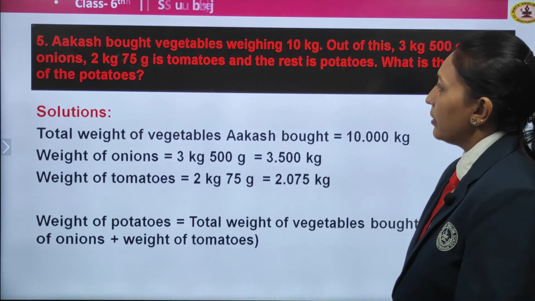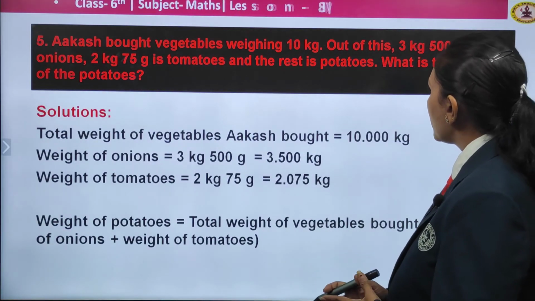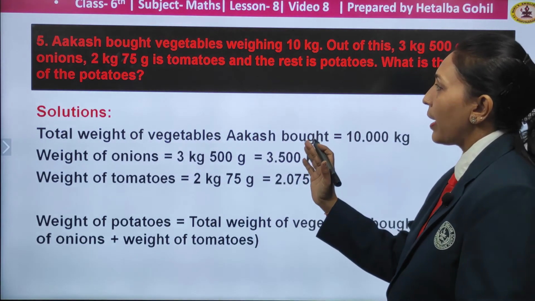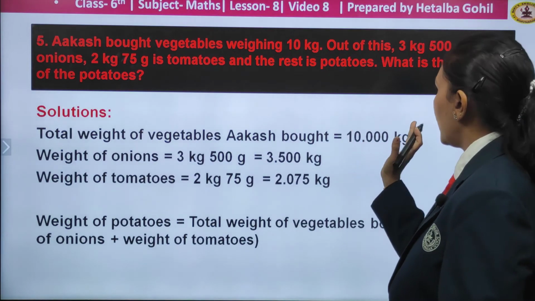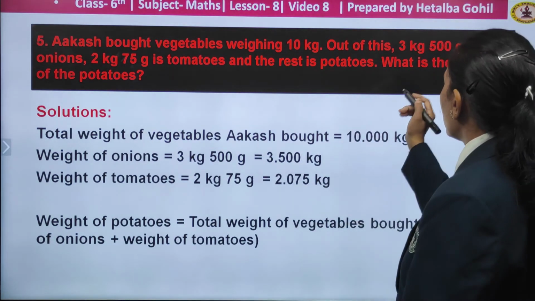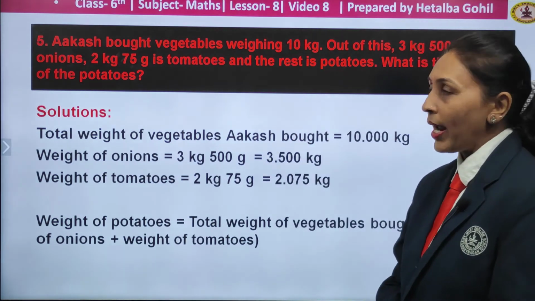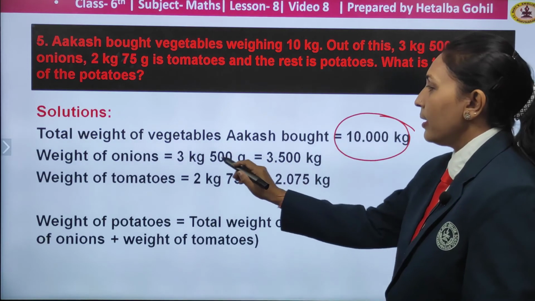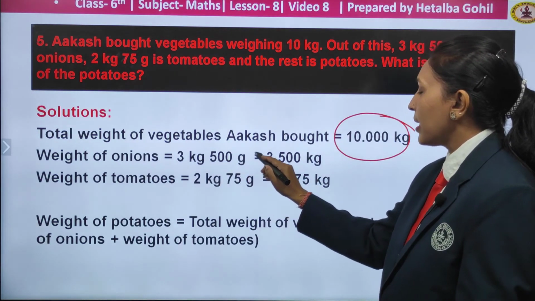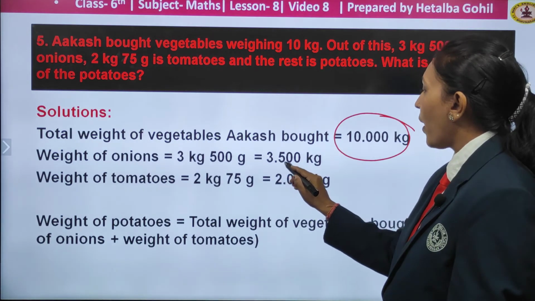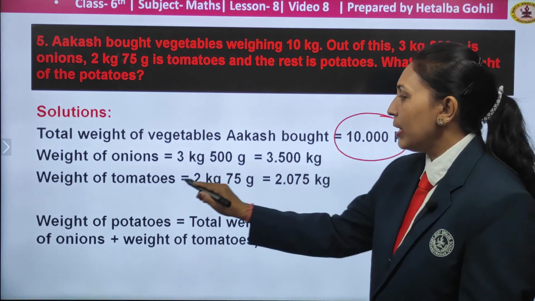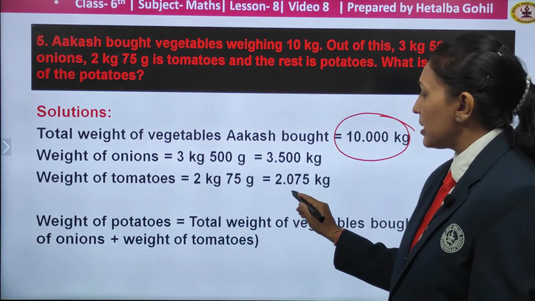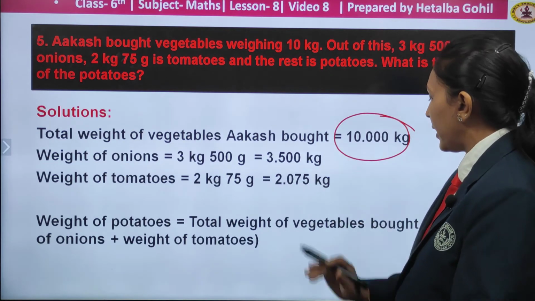Question number 5. Akash bought vegetables weighing 10 kg. Out of this, 3 kg 500 gram is onions, 2 kg 75 gram is tomatoes, and the rest is potatoes. We don't know the weight of potatoes, so that is what we have to find. So, the total weight was what, children? 10 kg. And the weight of onions, 3 kg 500 grams, converting into decimals, we get 3.500 kg. Similarly, the tomatoes were 2 kg 75 grams, converting into decimals, we get 2.075 kg.